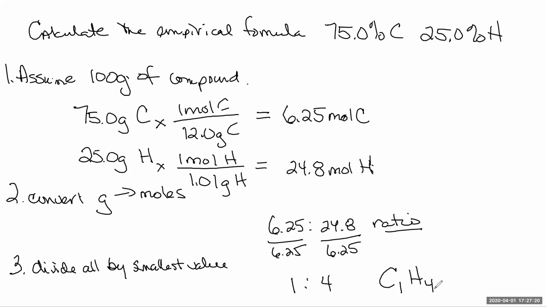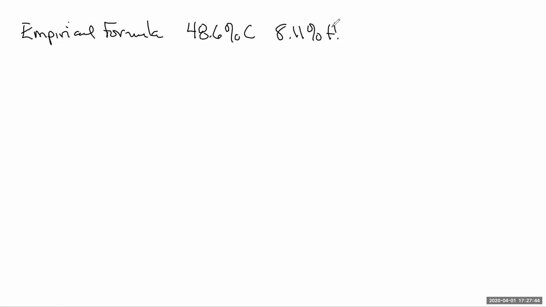To show you another example that has a little bit more involved in it, what if I asked you to find the empirical formula for a compound that had the percent composition of 48.6% carbon, 8.11% hydrogen, and 43.2% oxygen? Now this is a compound that contains 3 different elements. You do the same thing, you just have to do it for each of the elements.